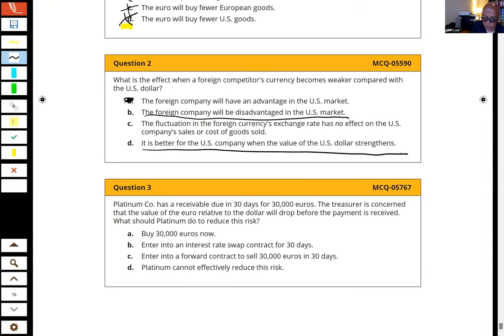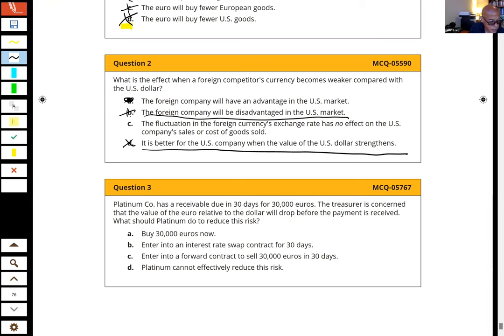Well, it can't be both. I mean, excuse me, these are essentially the same answer. The foreign company will be at a disadvantage and it's better for the US company. Well, that's the same answer, and we can't have two right answers. So I can eliminate that off the gate here, and I could turn this into a 50-50 guess if I had to, okay? But then I'm looking and I'm saying, okay, the foreign currency is getting weaker.